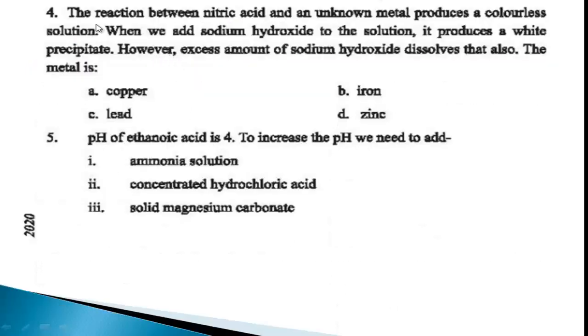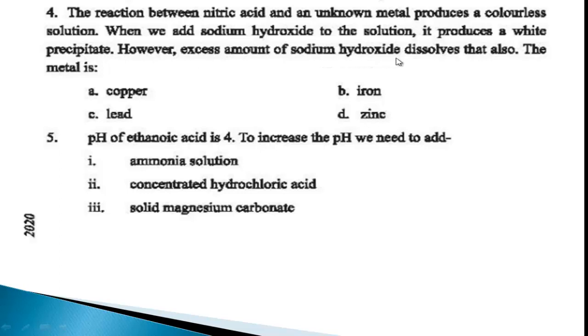Now the 4 number question is: the reaction between nitric acid and an unknown metal produces a colorless solution. Nitric acid and unknown metal, so if they react, they will produce what? Metal nitrate plus hydrogen. When we add sodium hydroxide to the solution, that means sodium hydroxide is added with the metal nitrate, it produces a white precipitate. So white precipitate forms for what? Zinc ion, aluminium ion, calcium ion, isn't it?